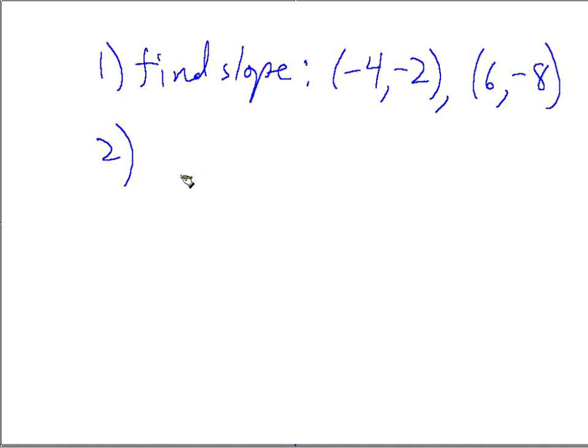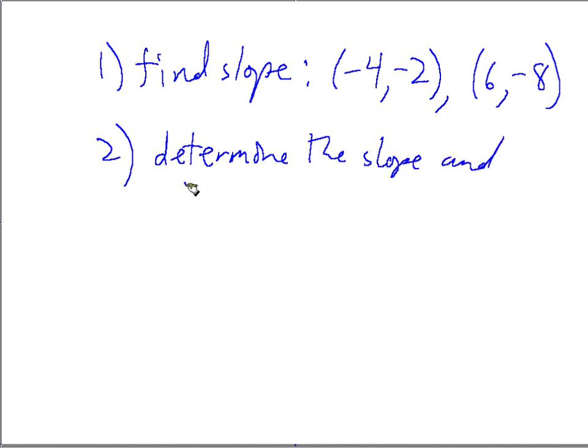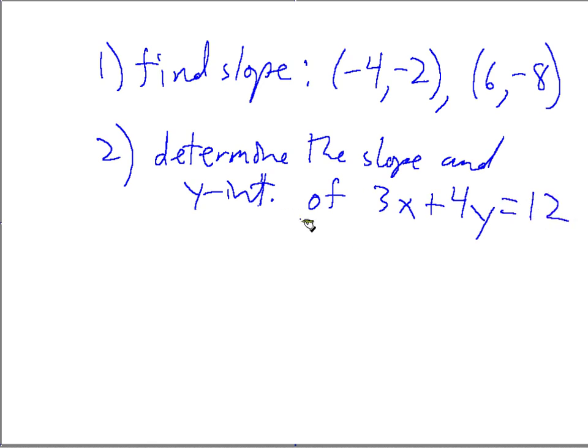Number 2, I want you to determine the slope and the y-intercept of the following line: 3x plus 4y equals 12. Determine the slope and the y-intercept of this line. Give me both pieces of information.